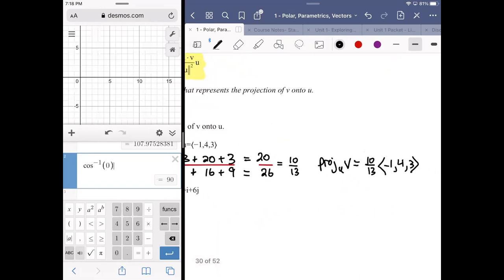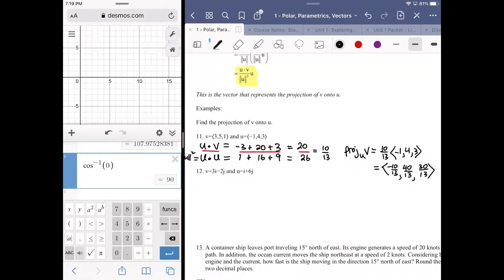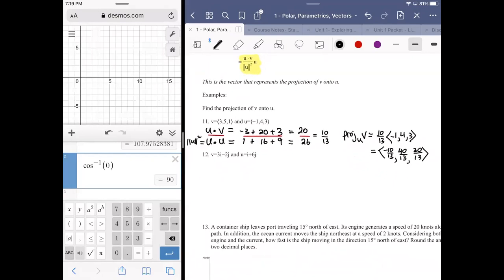Now, this is a scalar multiple. If I'm actually looking for the vector itself, as annoying as it might seem, we do want to go through and distribute. All right, so -10/13, 40/13, and 30/13. Okay. So it's not really that crazy. This takes a little doing. Pop a little star on number 12.